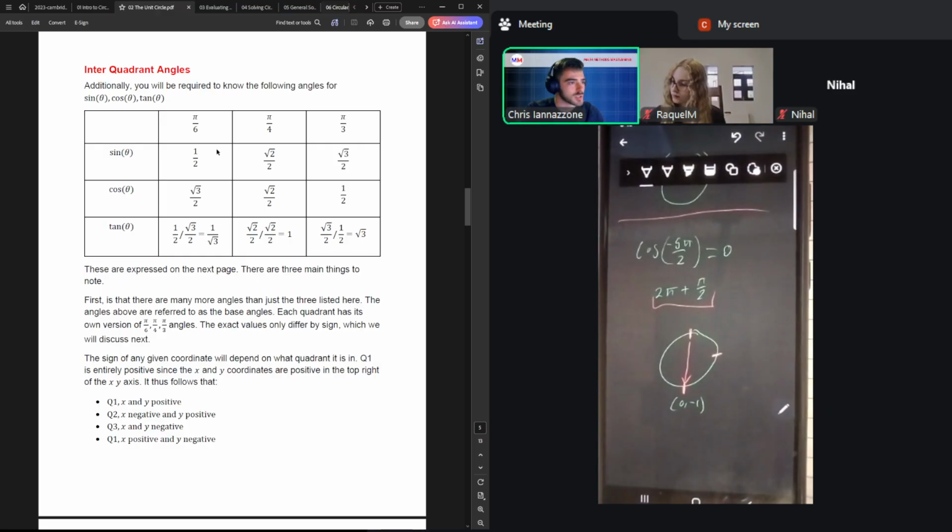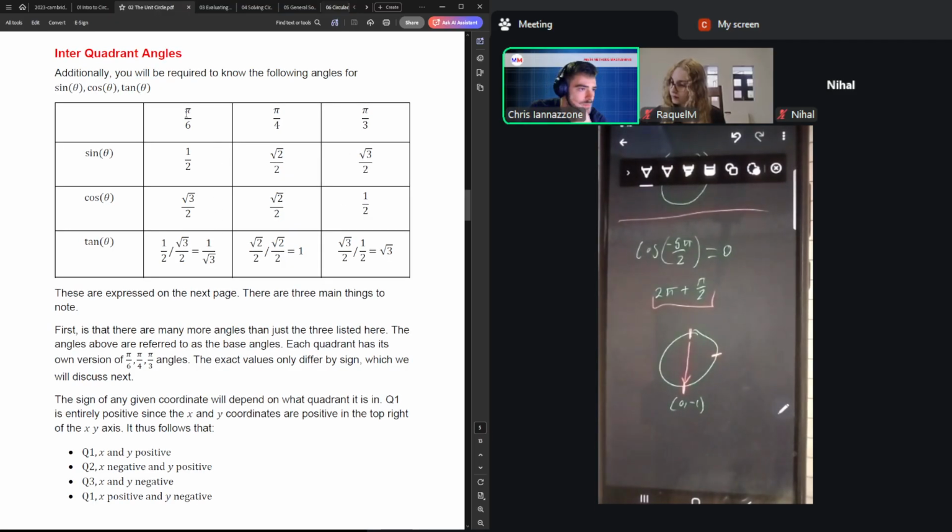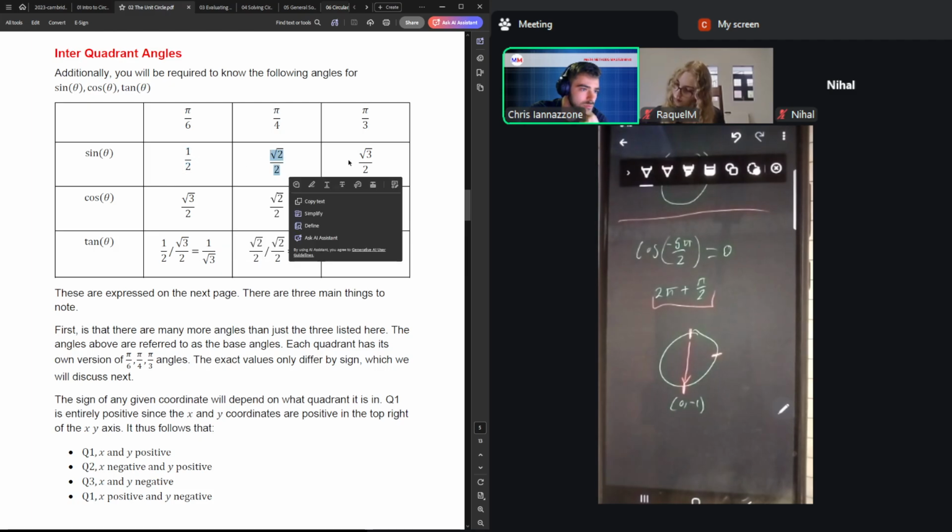We've looked at this a little bit already, but the interquadrant angles. We've already done a bit of a sneak peek of the pi over 6, the pi over 4, and the pi over 3 type angles. They also come with their exact values as well. This one you kind of just got to memorize. The bare minimum you have to do is know the pi over 6, pi over 4, and pi over 3 type angles, and the values half, √2/2, and √3/2.